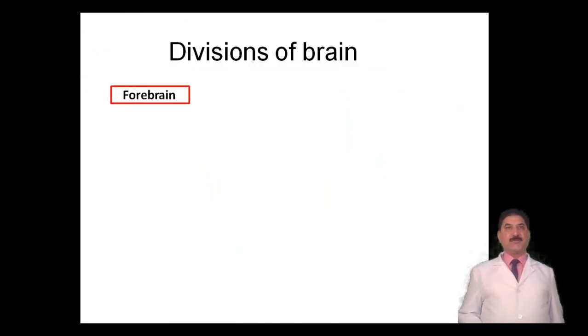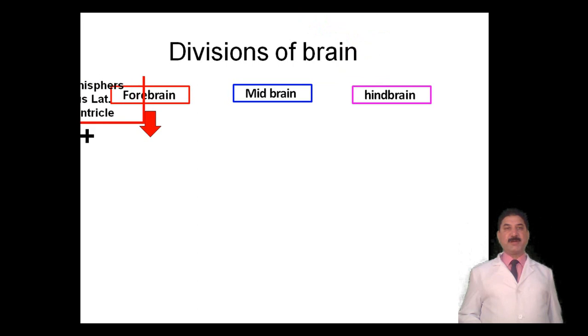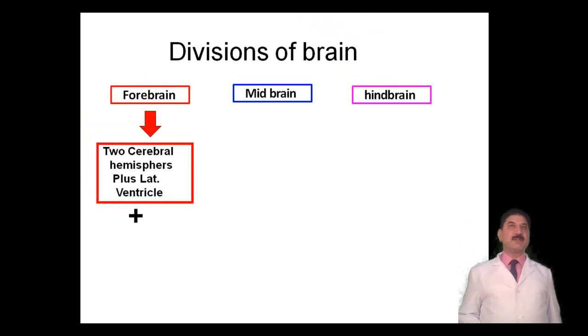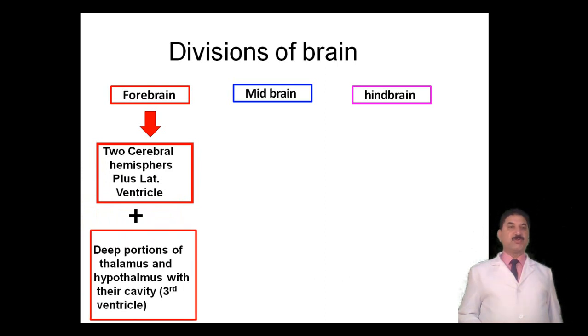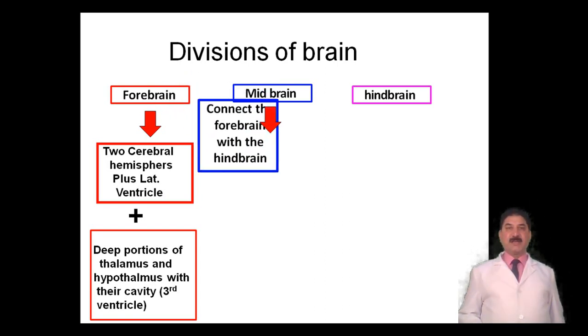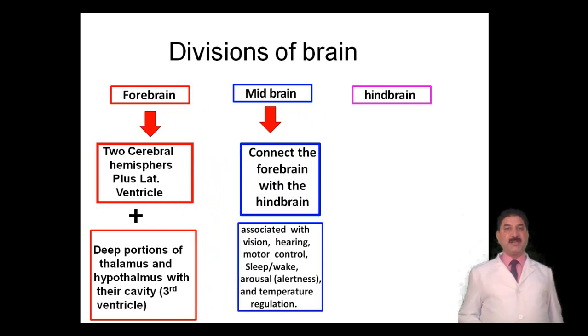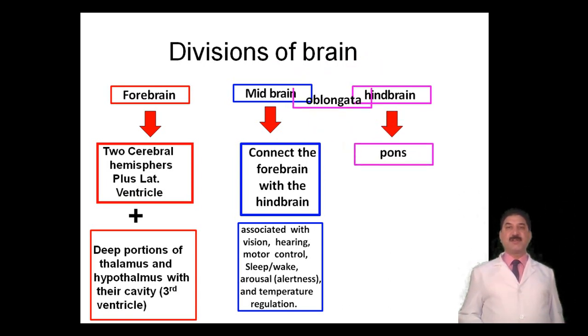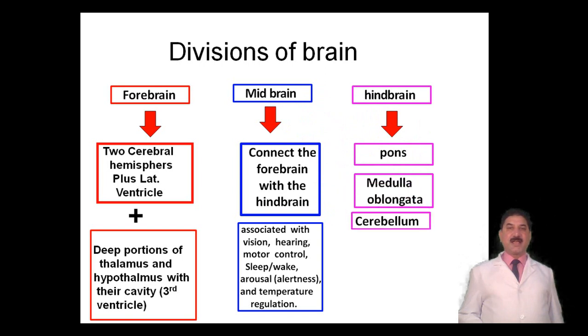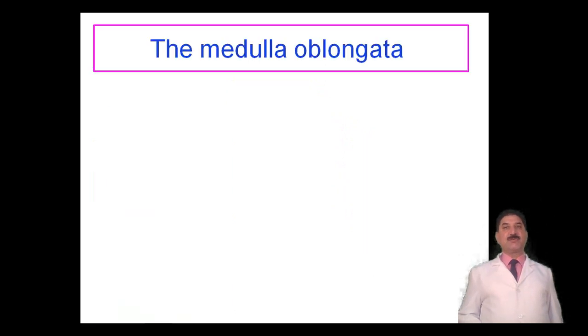In this flowchart, you can again see division of brain into forebrain, midbrain, and hindbrain. In the forebrain are included two cerebral hemispheres plus lateral ventricle. It also includes deep portions of thalamus and hypothalamus with their cavity, that is third ventricle. Midbrain connects forebrain with the hindbrain. It is associated with vision, hearing, motor control, sleep, wake, arousal, that is alertness, and temperature regulation. Hindbrain consists of pons, medulla oblongata, and cerebellum. Its cavity is called fourth ventricle.